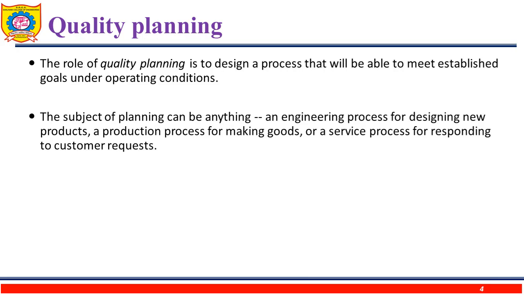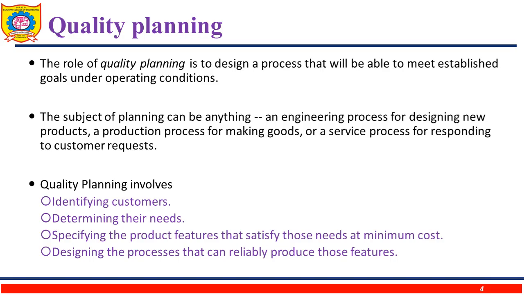The subject of planning can be anything: an engineering process for designing new products, a production process for making goods, or a service process for responding to customer requests. Quality planning involves first identifying the customers, determining their needs, specifying the product features that satisfy these needs at minimum cost, and finally designing the processes that can reliably produce these features.